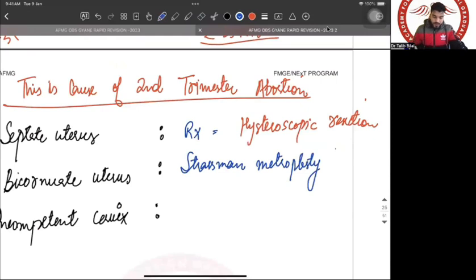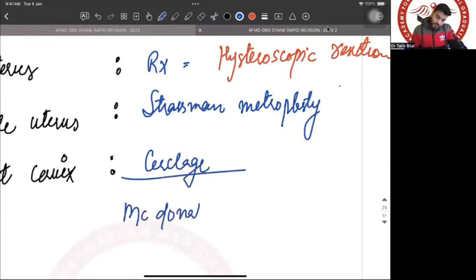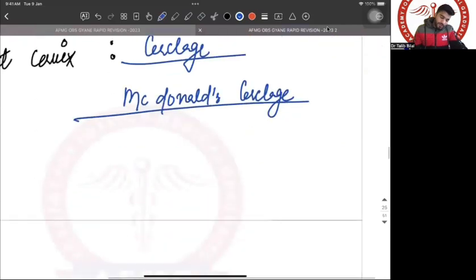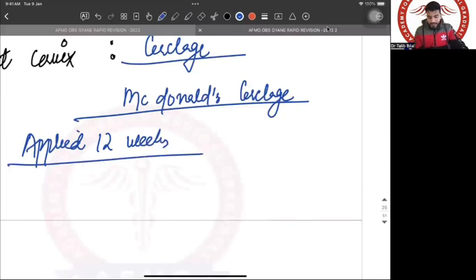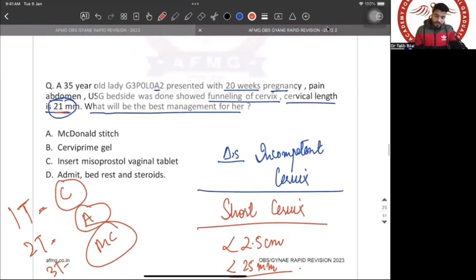And if I talk about this incompetent cervix, which is less than 2.5 centimeter, guys, we go for the cerclage. And the most common cerclage we use is McDonald's. It is applied at 12 weeks and removed at 37 weeks. So guys, what is the treatment? McDonald's cerclage. So in the question, it was asked what is the best management for her. You go with the McDonald stitch or McDonald cerclage.